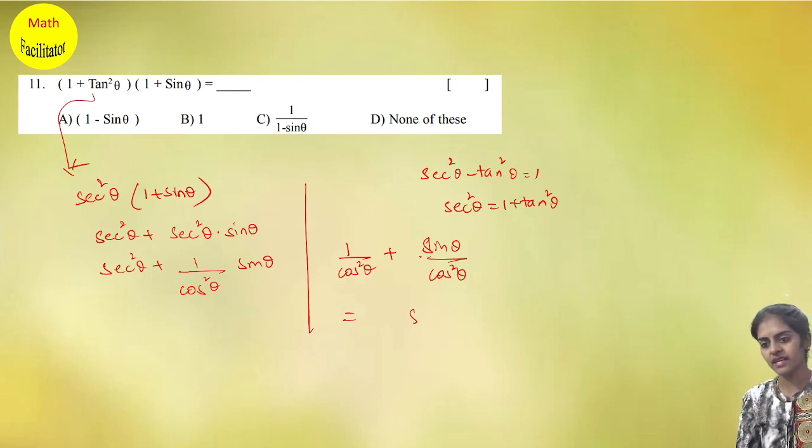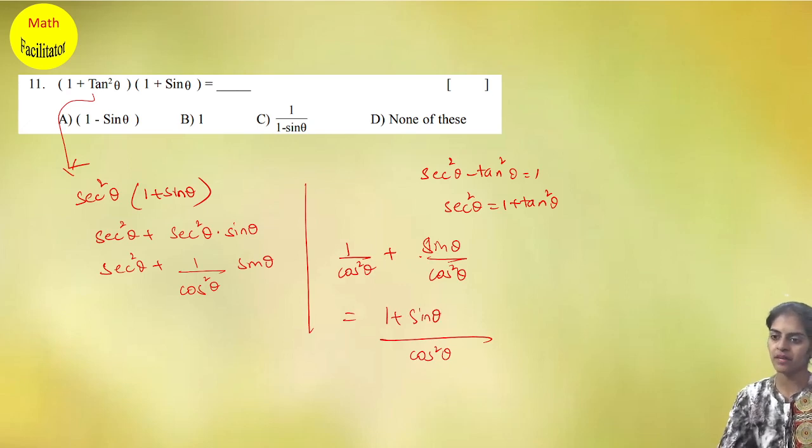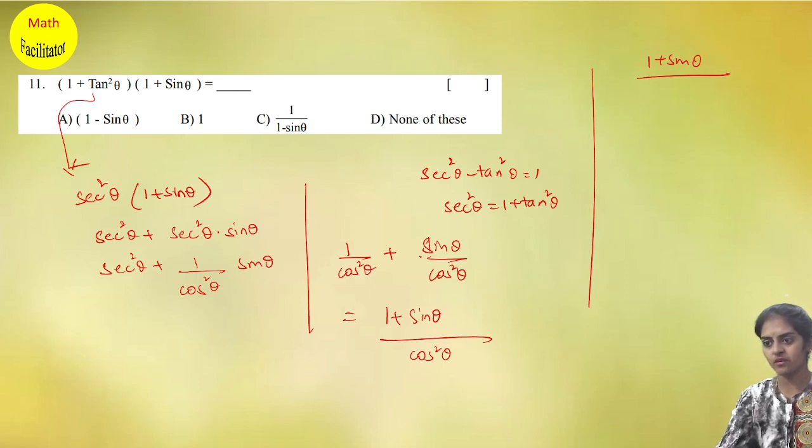So this is nothing but, see, the denominator is the same, cos square theta, and the numerator is 1 plus sine theta. But cos square theta I can write as 1 minus sine square theta.